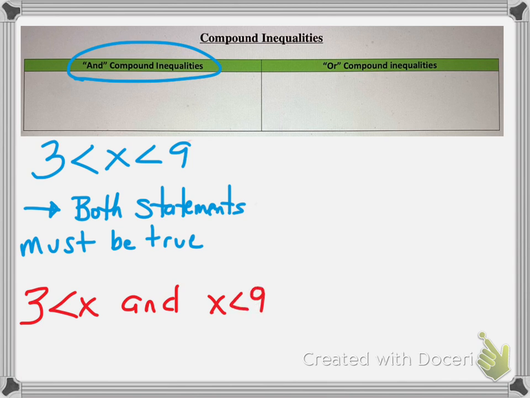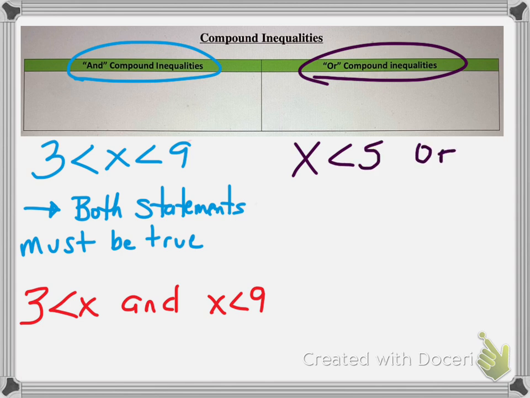Okay? Now, the other type of compound inequality is an or compound inequality. For example, you could have x is less than 5 or x is greater than 10.